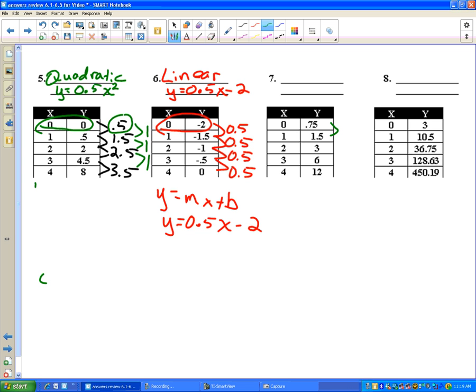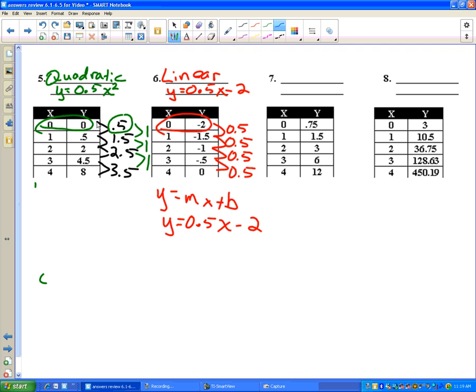If I do my differences here, I get... I lied. 1.5 minus 0.75 is 0.75. 3 minus 1.5 is 1.5. 6 minus 3 is 3. 12 minus 6 is 6. If I do my second differences, I'm going to get the same thing. 0.75, 1.5, and 3. I get a repetition of my same list. So it's not linear, it's not quadratic.